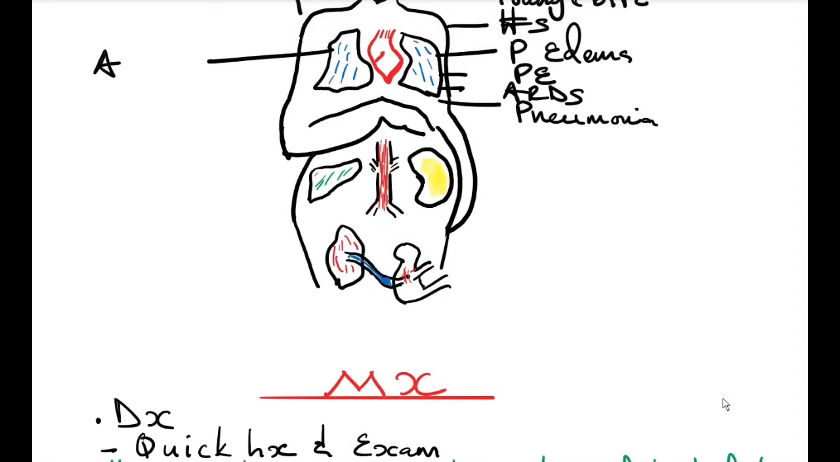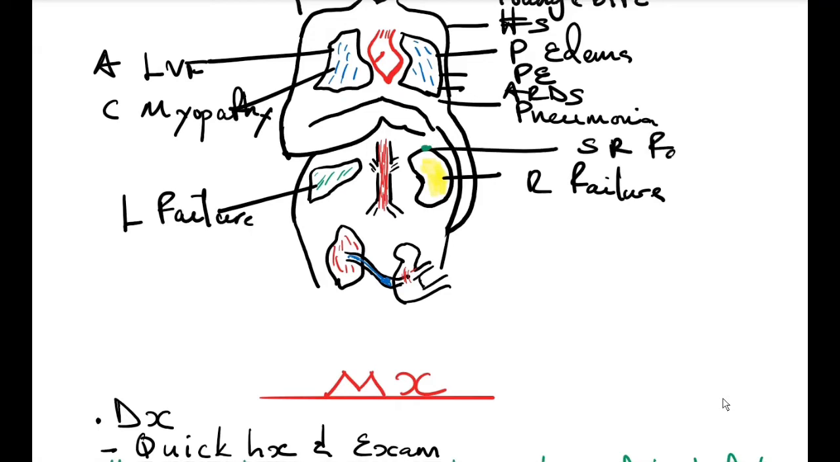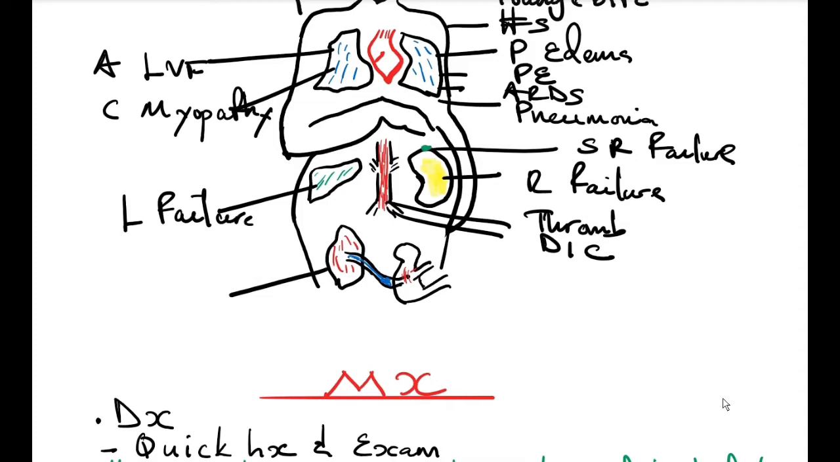Cardiovascular system, you get acute left ventricular failure, cardiomyopathy, liver failure, renal failure, suprarenal gland failure. Hematologically, you get thrombocytopenia or disseminated intravascular coagulation. Placenta, you get accidental hemorrhage, also known as placental abruption. You can get a postpartum hemorrhage.